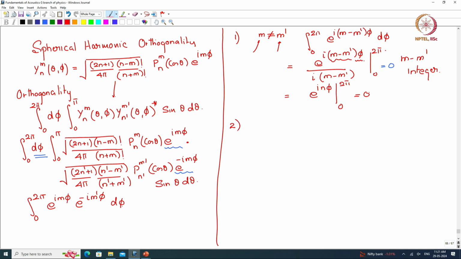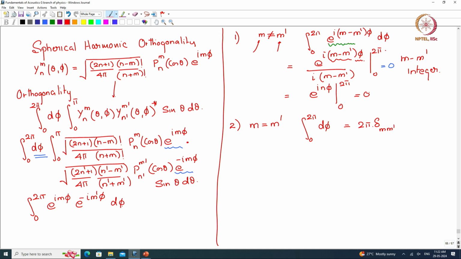The second case is when m is equal to m'. If m is equal to m', then this entity is e to the power i 0, which is 1. So now I have an integral from 0 to 2 pi of d phi, which is 2 pi. So we will call it 2 pi delta m m'.